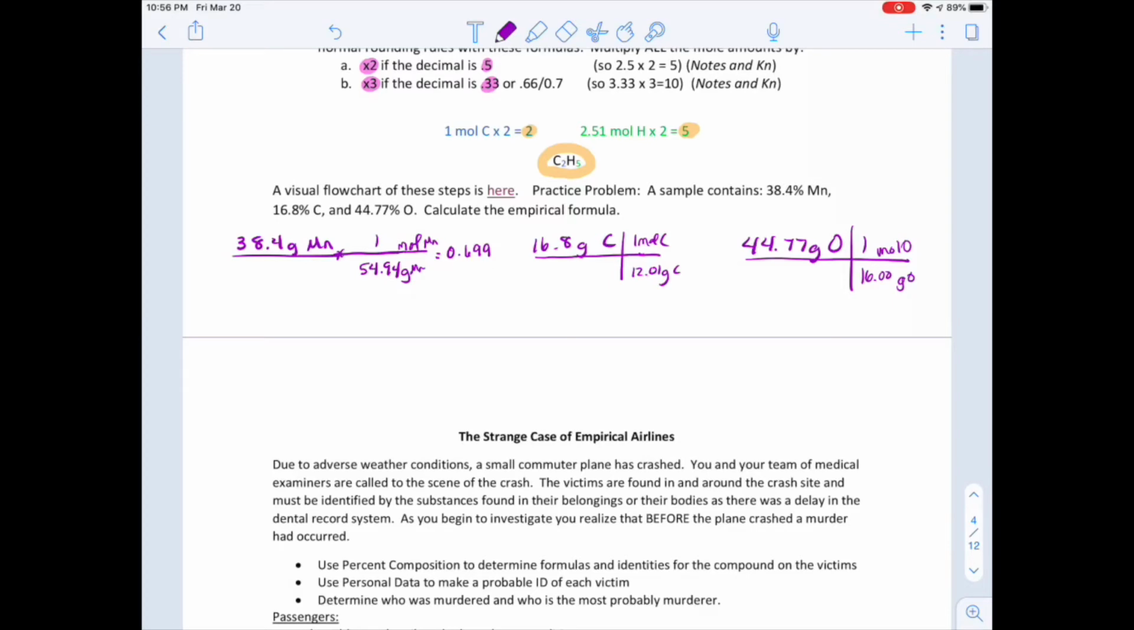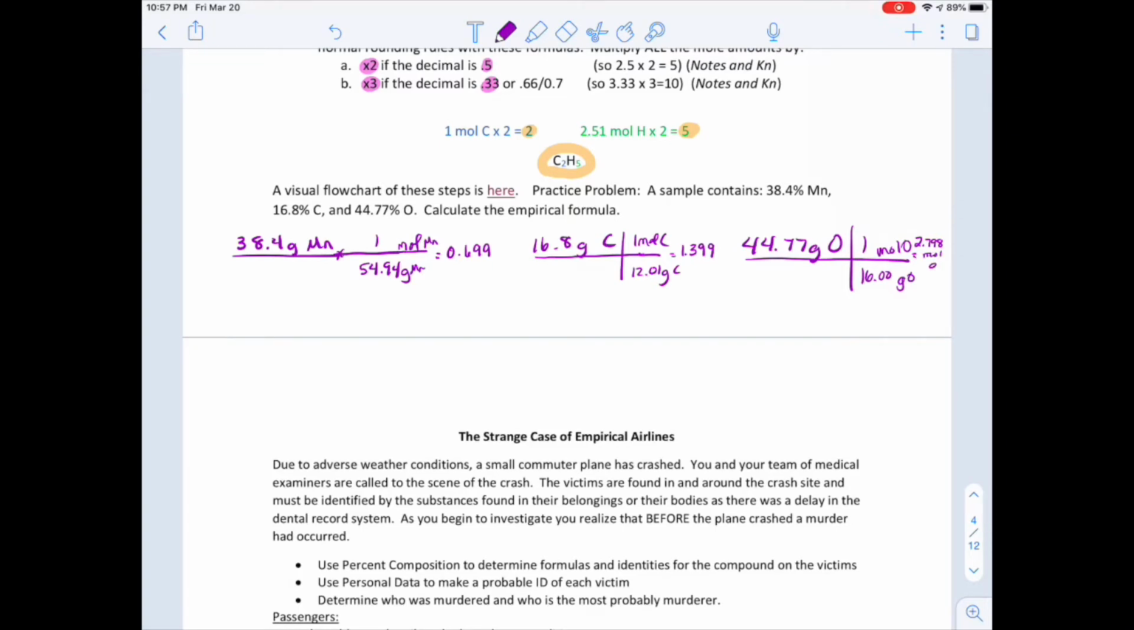I'm going to do the next one, 16.8 divided by 12.01. This one gives me 1.399. So, just letting you know, that one rounds a lot. And then my last one, 44.77 divided by 16. So this one gives me 2.798.